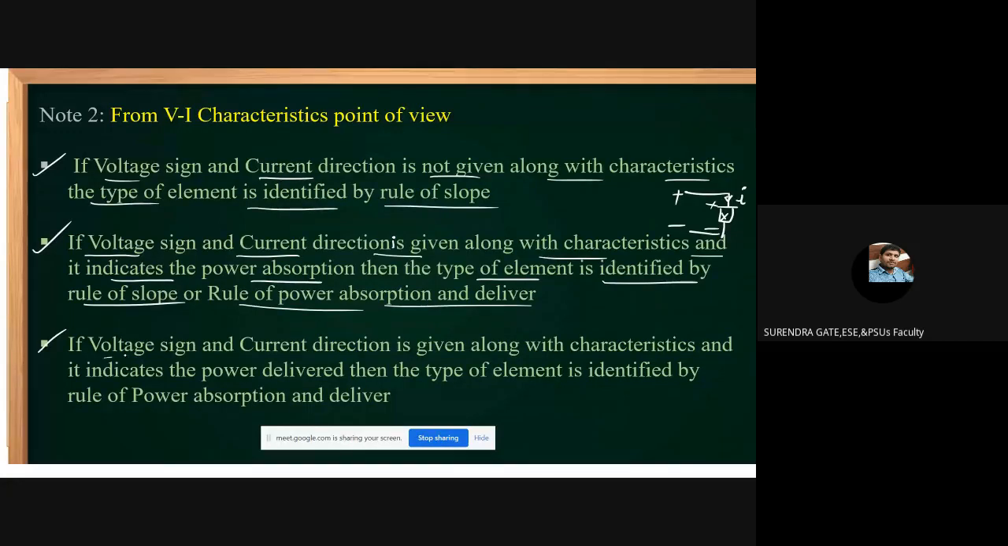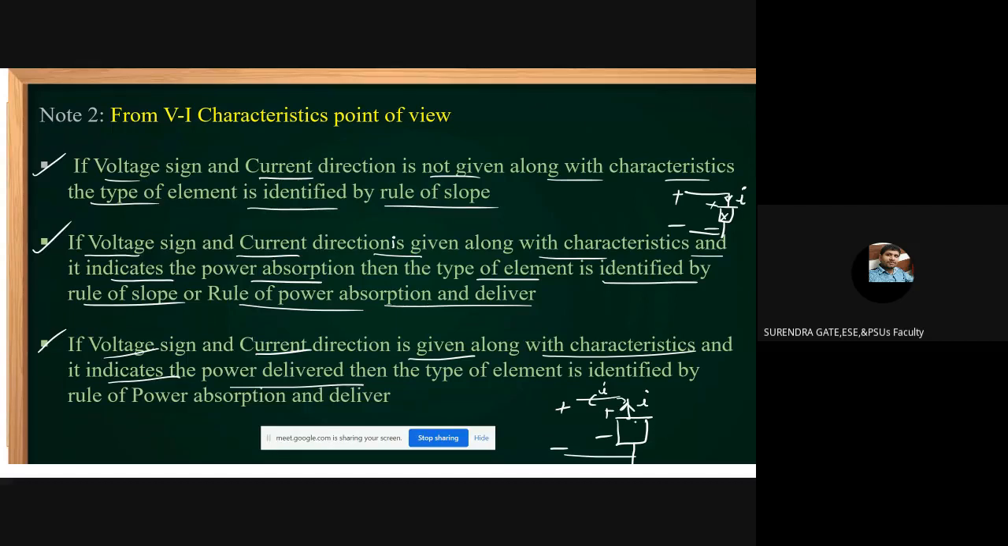Third case. If the voltage sign and current direction are given along with characteristics, and it indicates the power delivered. That means along with characteristics, this sign is also given in the problem. The sign is given like this. This is I. This is positive, negative. That is the current. Yes, friends, now this sign is given.